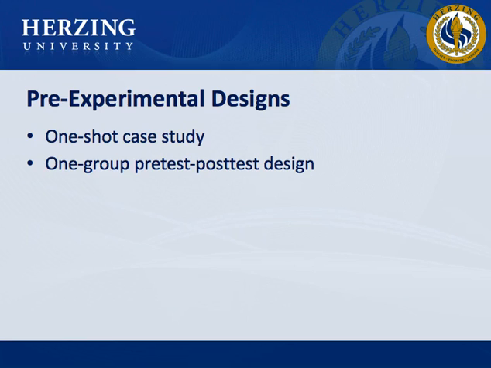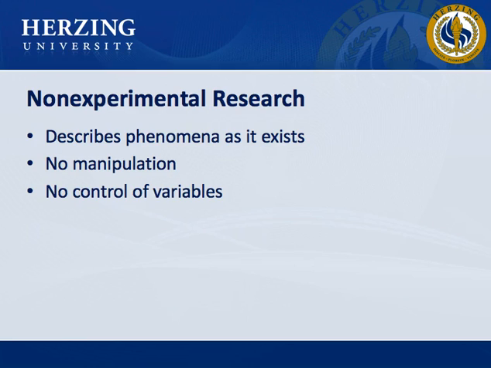The one-group pre-test post-test design provides a comparison between a group of subjects before and after the experimental treatment, not controlling for internal validity threats of history, maturation, testing, or instrumentation change. Non-experimental research is descriptive in nature, with the researcher describing the phenomena as it exists rather than controlling or manipulating the variables. There are several types of non-experimental research, including survey research, correlational research, comparative research, and methodological research.